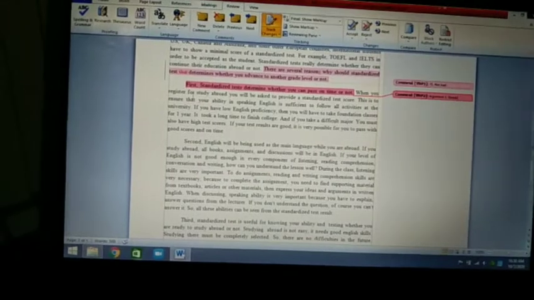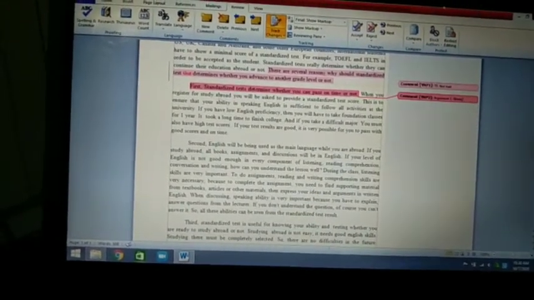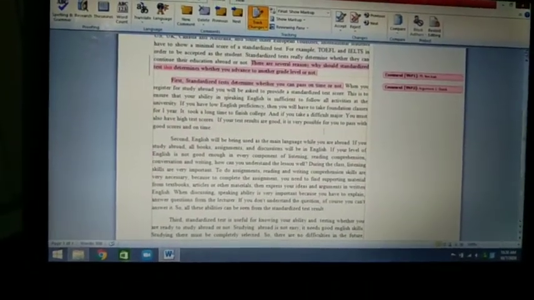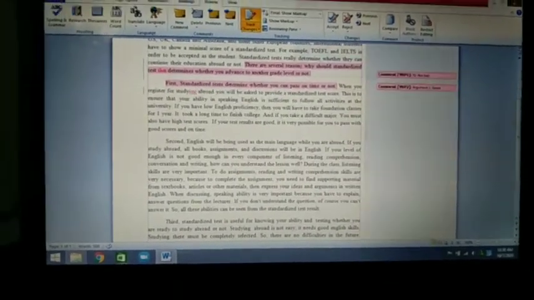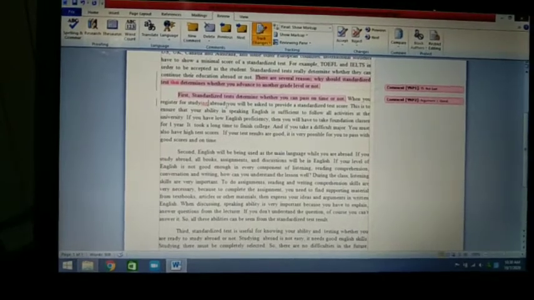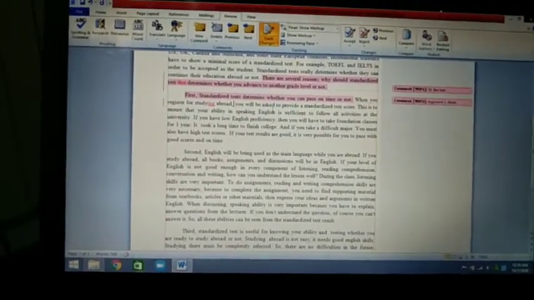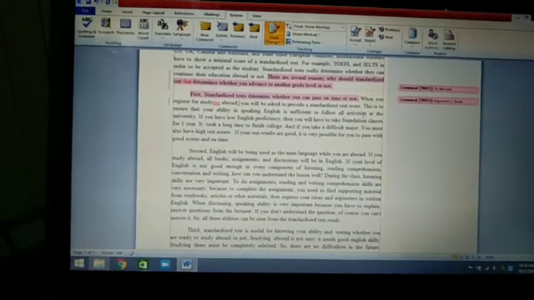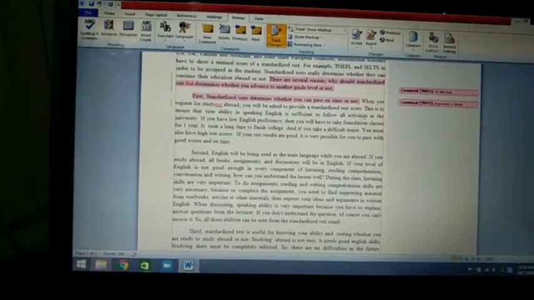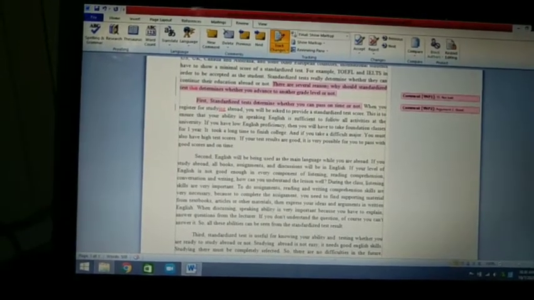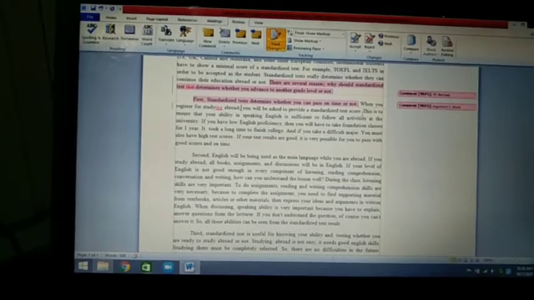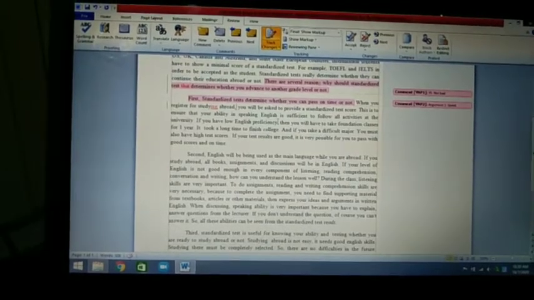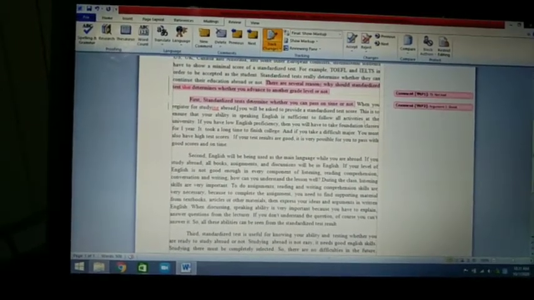Okay. When you register for study abroad, studying, this should be present participle. When you register for studying abroad, you will be asked to provide a standardized test score. You will be asked to provide a standardized test score. Okay. This is to ensure that your ability in speaking English is sufficient to follow all activities at the university.